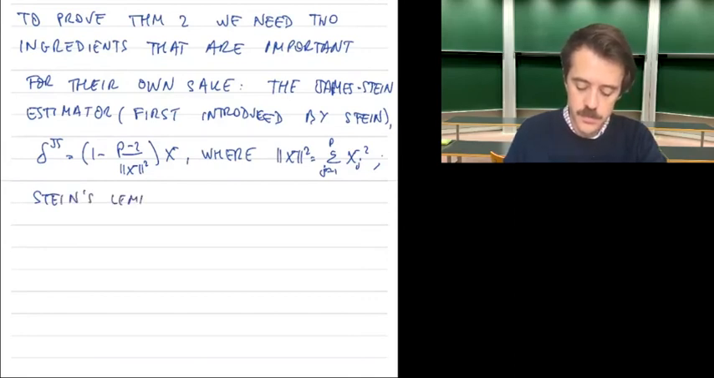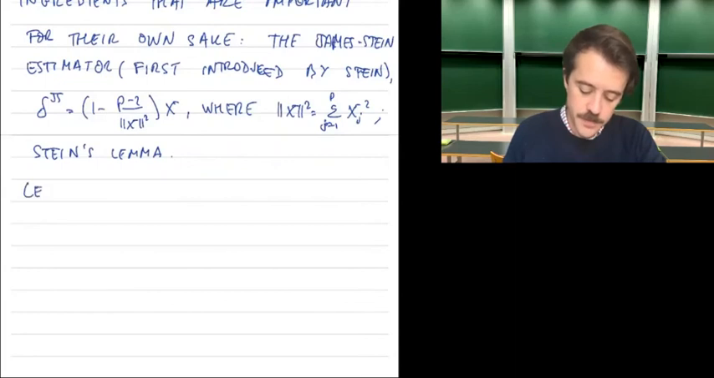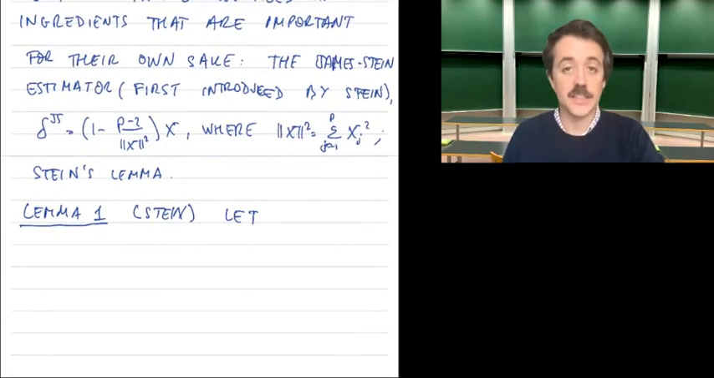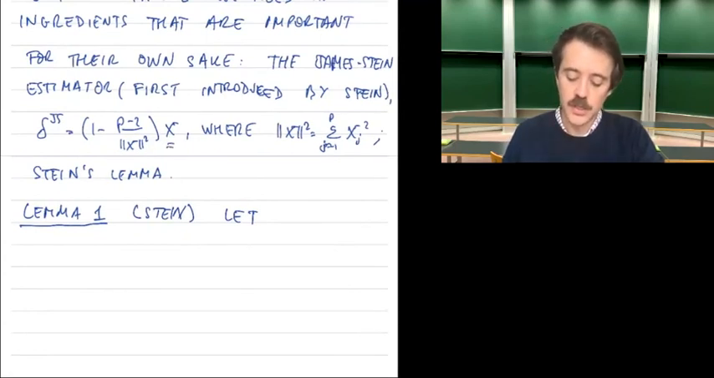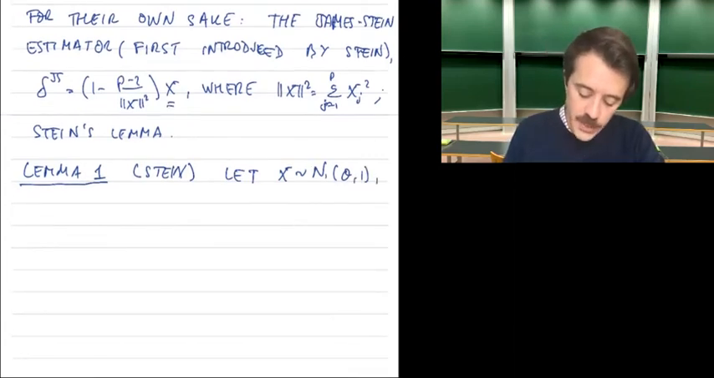Okay, which we introduce now. So this is lemma one by Stein. What we're going to do now is actually go to one dimension, and this is because we'll be able to analyze this James-Stein estimator coordinate by coordinate. And so let X be distributed according to a normal distribution in one dimension, with theta therefore belonging to capital Theta being just the real line.